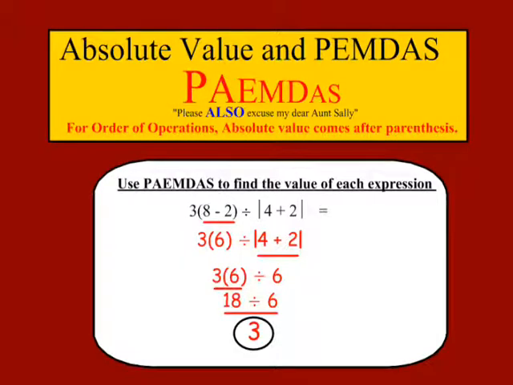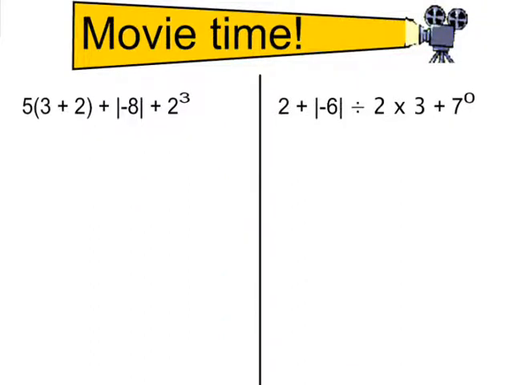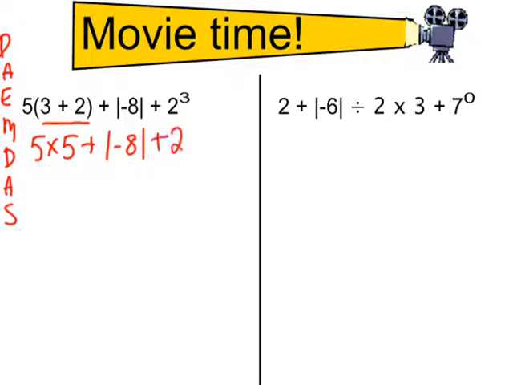And this is just an example of how you do the parentheses first, and then next you would do your absolute value. So let's do a couple examples. So parentheses always first. Please also excuse my dear Aunt Sally. So parentheses first. So we would do 3 plus 2 is 5. And I'm going to bring down everything else. So we're done with the parentheses.